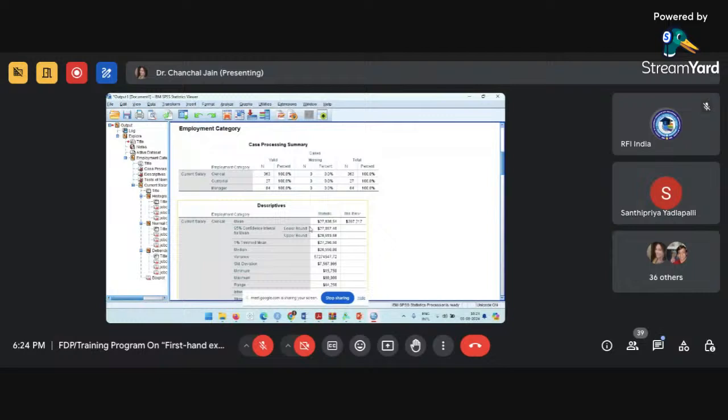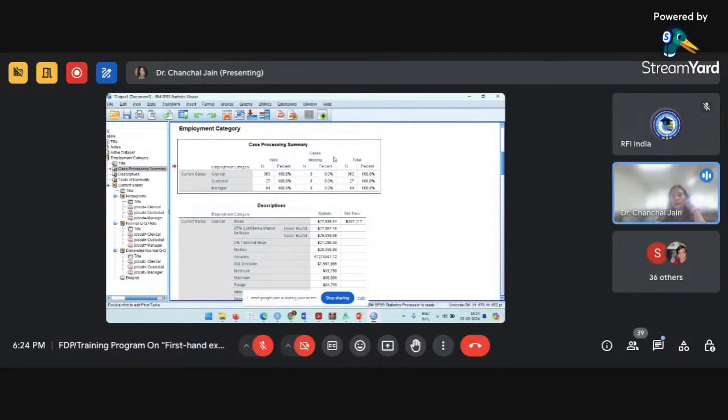Yes, ma'am. Fine. So we are reading table number 1, which is the case processing summary, right? There you can see the employment categories, clerical, custodial and manager, and we have a total of 363 employees in the first category, 27 in the second, and 84 in the third, that is manager. So this is the number given. No missing value in any of the groups. So the total is this.